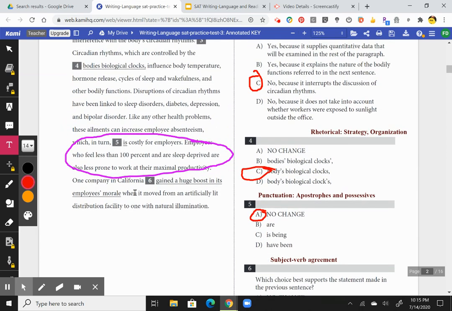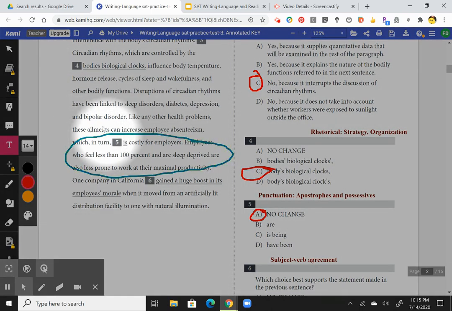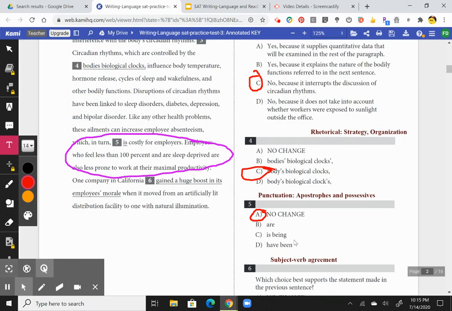Number 5, again, like any other health problems, those ailments at the end. This is an example of reading the words around it. Like any other health problems, these ailments can increase employee absenteeism, which in turn is costly. So it's a subject-verb agreement. Ailments is the main subject, so you want to respond with is. Ailments, we're agreeing with, is costly for employers, which in turn is costly for taxpayers.